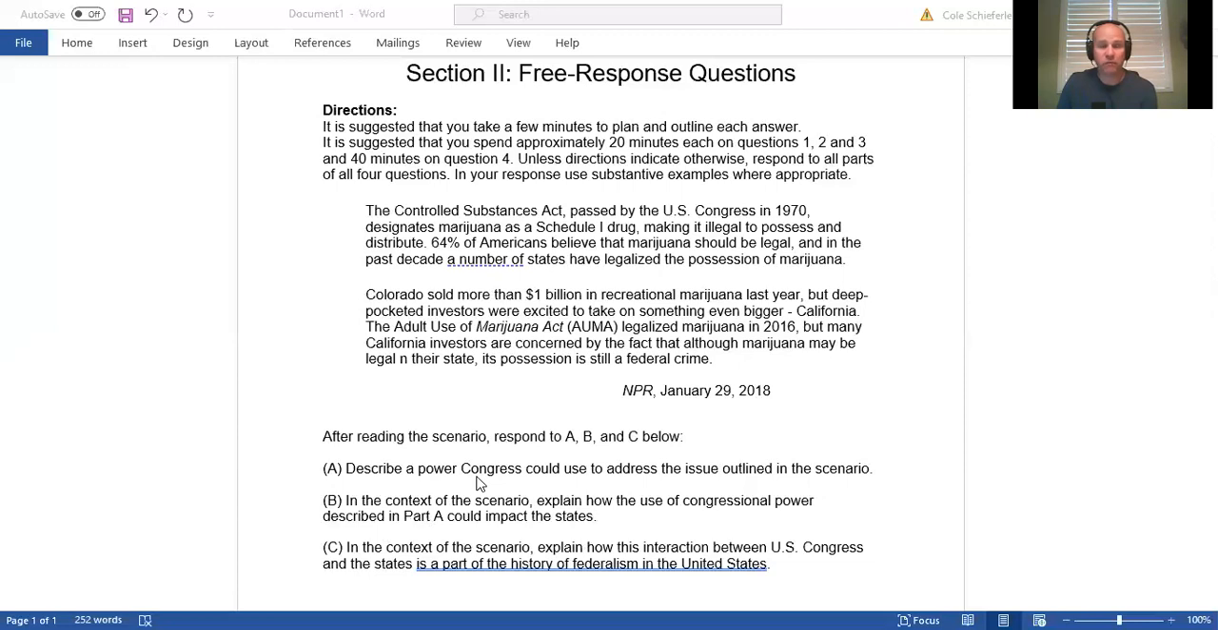Okay. So for example, they're asking about the power Congress could use. They don't want you to describe how that would resolve the issue. They want you to describe the power, right? So let's go ahead and talk about Congress defunding an agency. Congress has power of the purse.